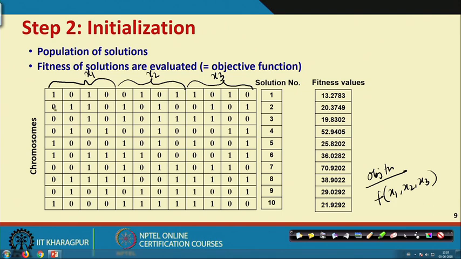Suppose when I put this value of x1, what is that value? 2 to the power 3, 8 plus 2, 10. Here 4 plus 1, 5, and here 8 plus 2, 10 once again. So, when you put those values, we get 13.2783. That we call the fitness function value. You can see that the various chromosomes have various fitness values. So, the 10 chromosomes of the initial population have 10 fitness values.